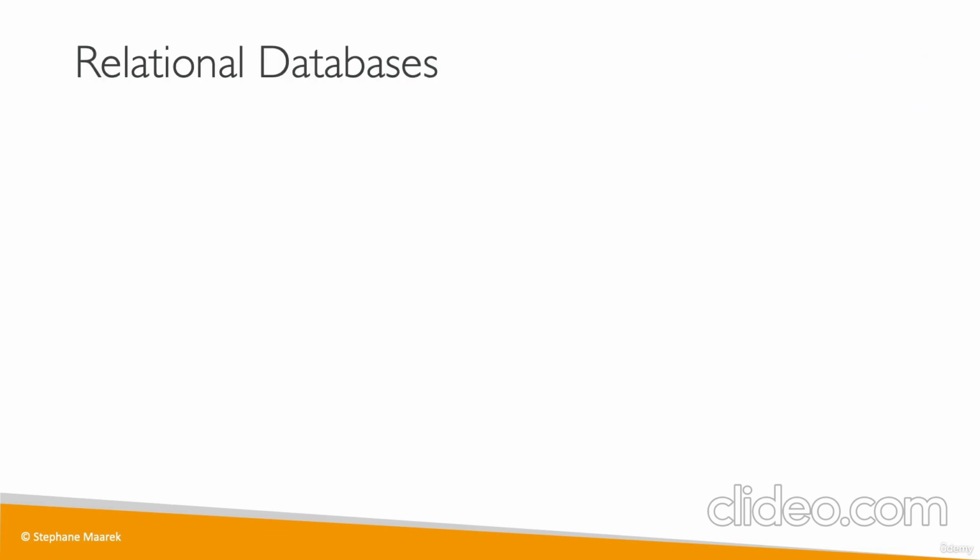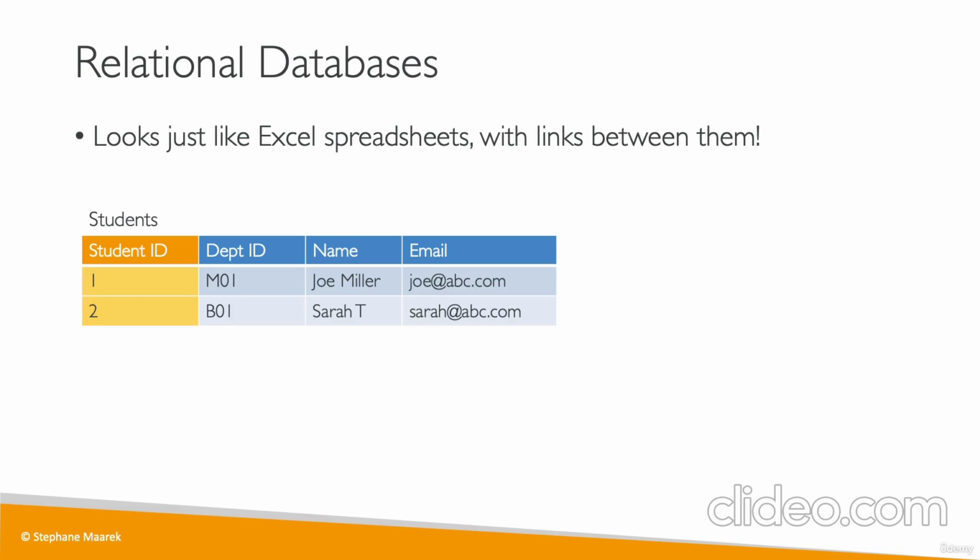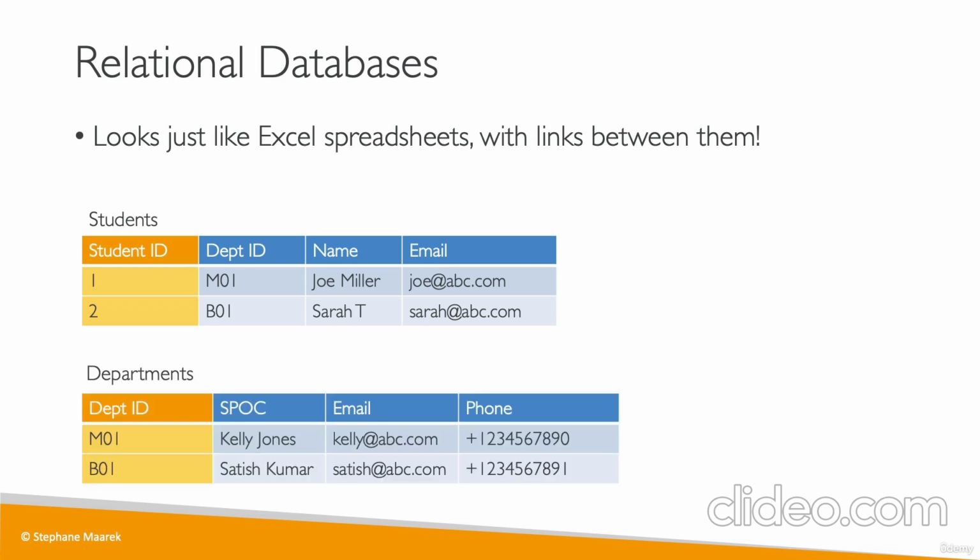So the first kind of database that has been very common and is still very common today is called relational databases. So if you've used Excel before, you know Excel spreadsheets. This is just the same as Excel spreadsheets, but you have links between each table. So for example, we have the students table, and as we can see, we have 4 columns: a student ID, a department ID, a name, and an email. And then, for example, you would have a second spreadsheet called the department spreadsheet, which takes the department ID and adds more information. And the idea is that in a relational database, you are defining a relation between the department ID, the second column in the students table, into the first column of the departments table.